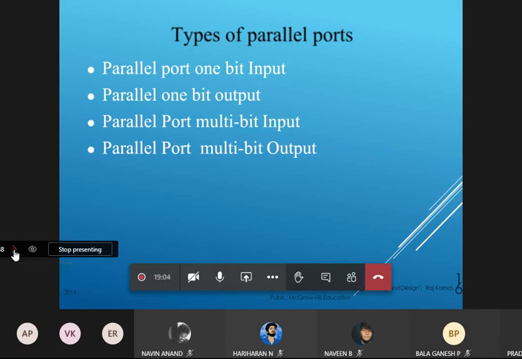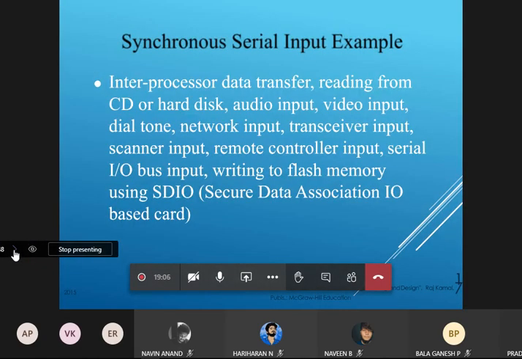Let's see the serial ports one by one. First, synchronous serial input. They have given some examples for the processor: data transferring from or reading from the CD, the hard disk, the audio input. Like I told, these are the peripheral devices, the things you connect to your laptop. Everything is given here: CD, hard disk, audio input, video input, and dial tone. Dial tone is nothing but internet call and internet network input, transceiver input, scanner, etc. These are just examples for the synchronous serial input.